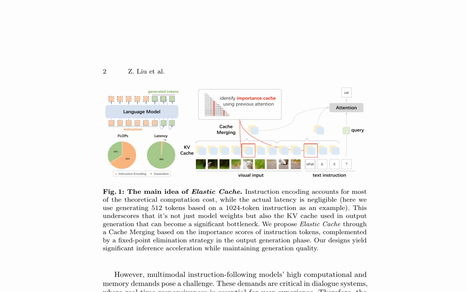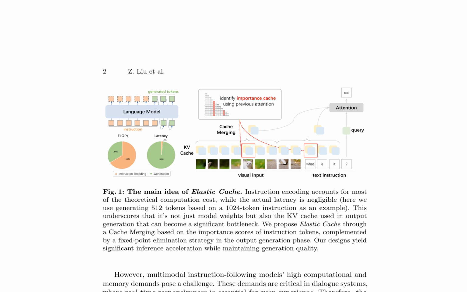In multimodal instruction following models, computational and memory demands pose a significant challenge, particularly in dialogue systems where real-time responsiveness is crucial for user experience. The quadratic computational demands of attention modules in transformers further complicate this task when generating lengthy outputs. To address these issues, the KV cache mechanism is employed in generative inference, storing and reusing key-value vectors for prompt and output tokens to reduce redundant computations.